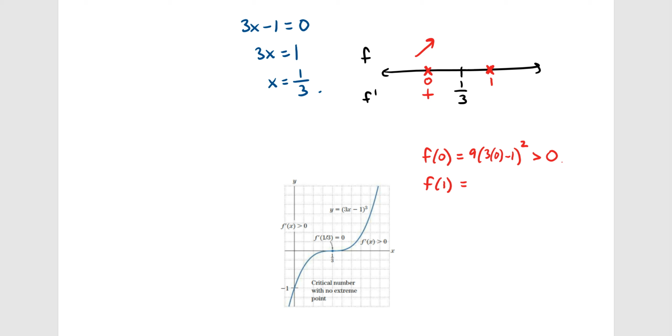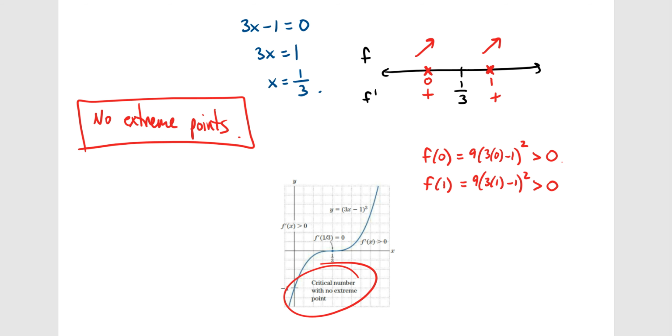Now we plug in a positive 1. 9 times 3 times 1 minus 1 squared. 3 times 1 is 3, minus 1 is 2. 2 squared is 4. 4 times 9 is positive, so that's also positive. So f is increasing. And we can see that since it goes from increasing to increasing, it doesn't change. That means there's no extreme point.